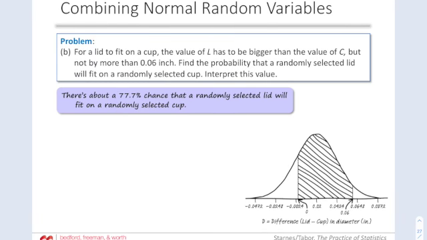So now we have to interpret that value. There's about a 77.7% chance that a randomly selected lid will fit on a randomly selected cup.